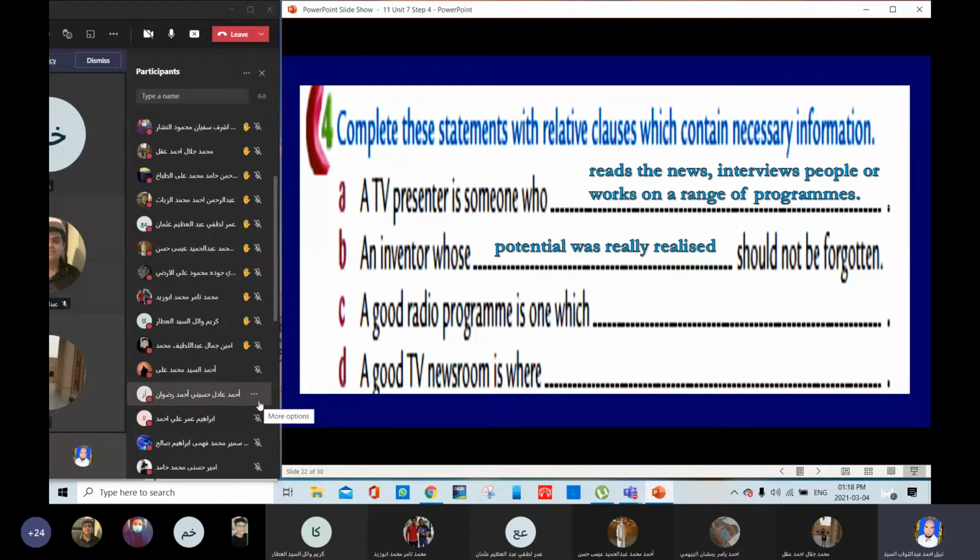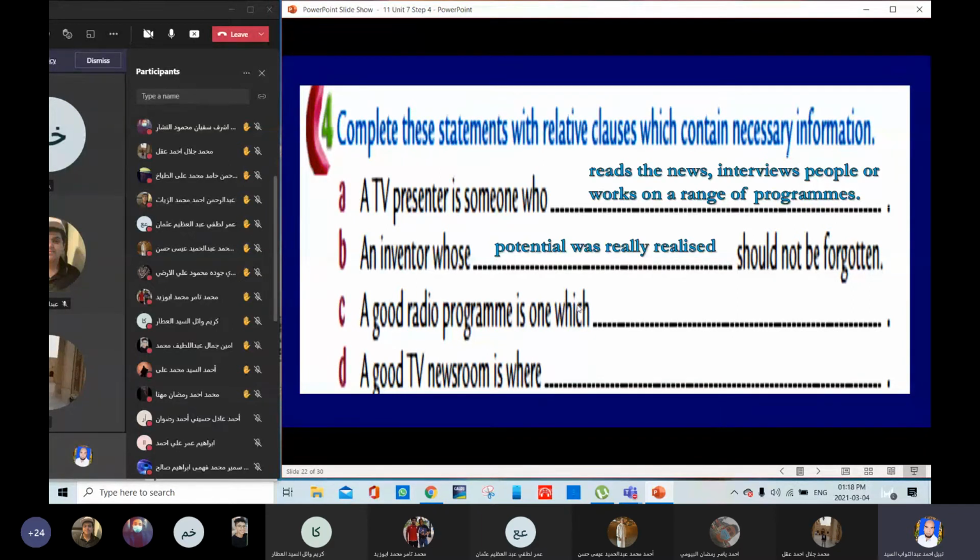We can give another example, Kareem. An inventor whose inventions benefited us shouldn't be forgotten. So here we must mention two nouns. As we've got whose for possession, we should have a noun before and a noun after. An inventor whose inventions benefited us shouldn't be forgotten. Thank you. And let's see.